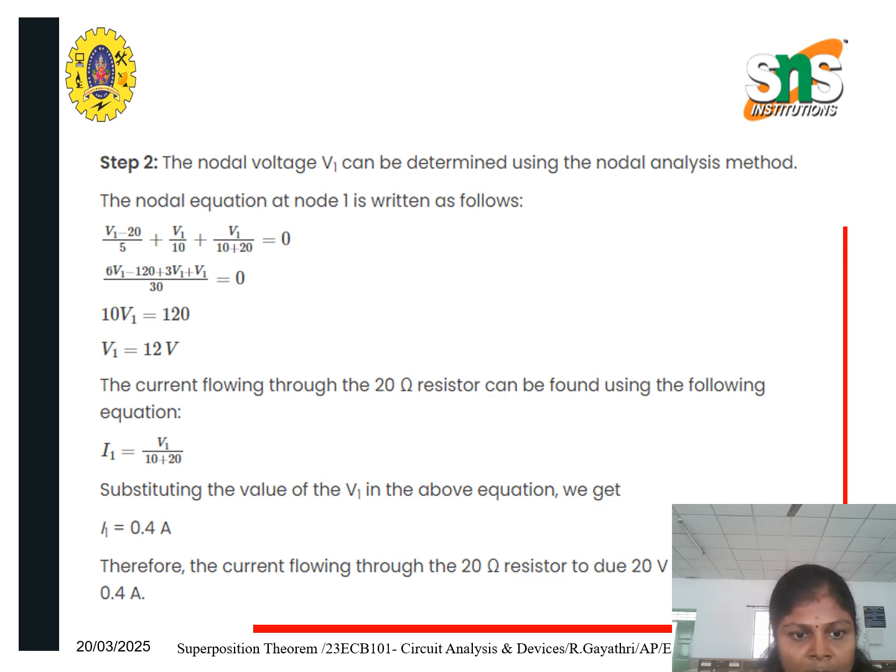Then upon calculation, we can obtain V1, which is equal to 12 volt. The current flowing through the 20 ohm resistor can be found by using the following equation: I1, which is equal to V1 by R. R value will be 10 plus 20. Then I1 is equal to 0.4 ampere. Therefore, the current flowing through the 20 ohm resistor due to the 20 volt source will be 0.4 ampere.